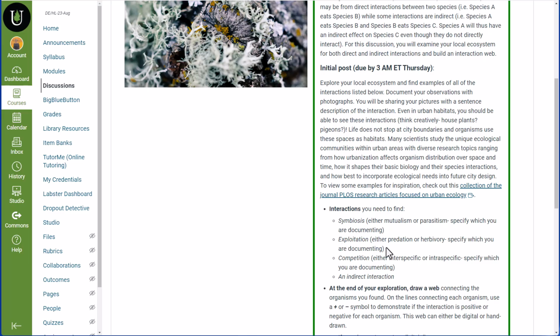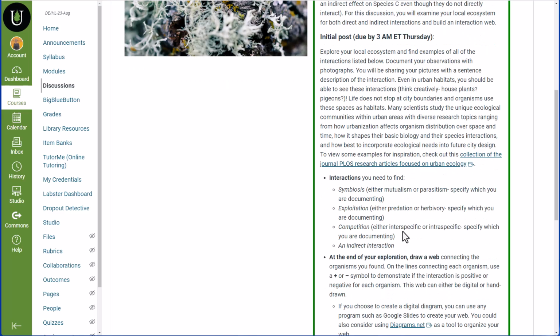You're going to look at exploitation. So that would be an example of either predation or herbivory. Explain which one it is and document with a picture. You're going to look for competition. It might be intra-specific competition. It might be inter-specific competition. Specify which and take a picture.